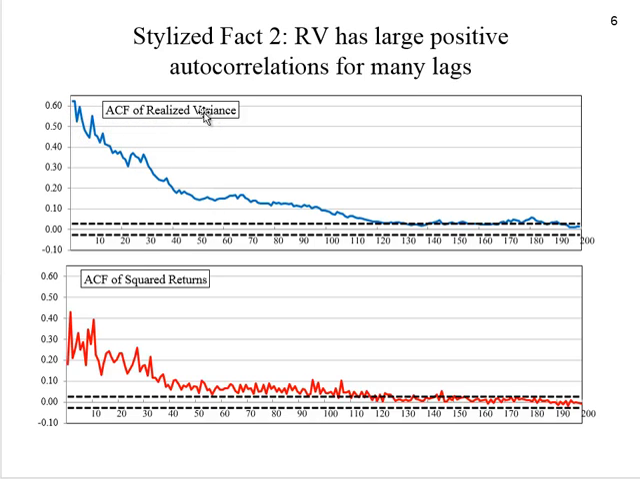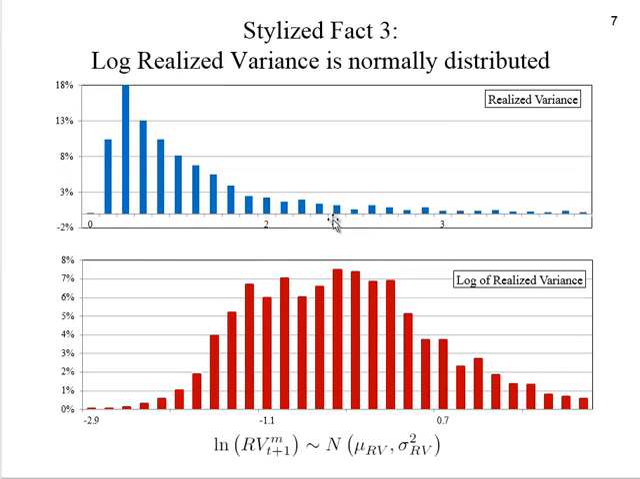So that is the autocorrelation function for realized variance. Below is the one for square returns that it's also positive, but it doesn't look as nice as the one for the realized variance. The third stylized fact is that the logarithm of realized variance looks like the normal distribution. So in general, we're going to say that this is normally distributed with a certain mean and a certain variance.